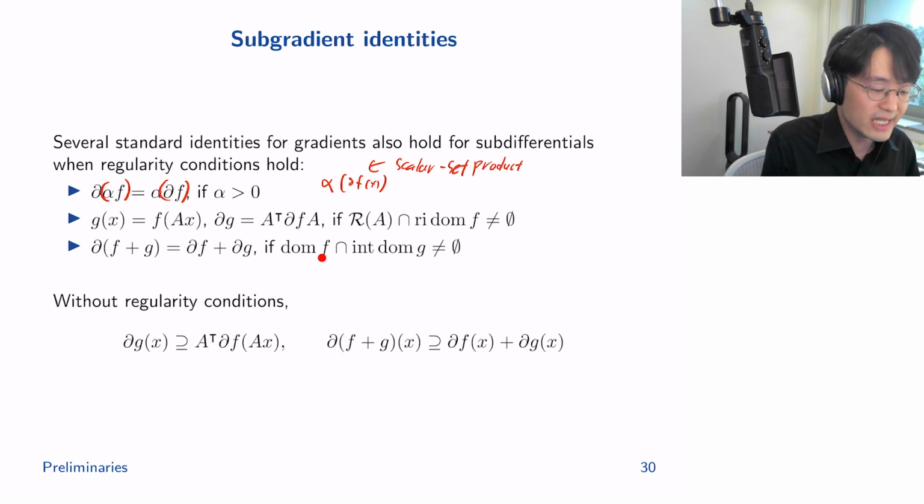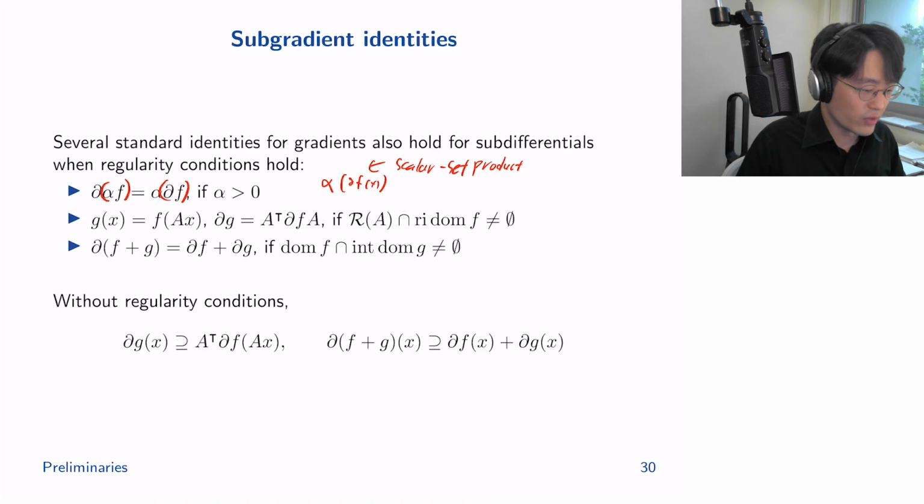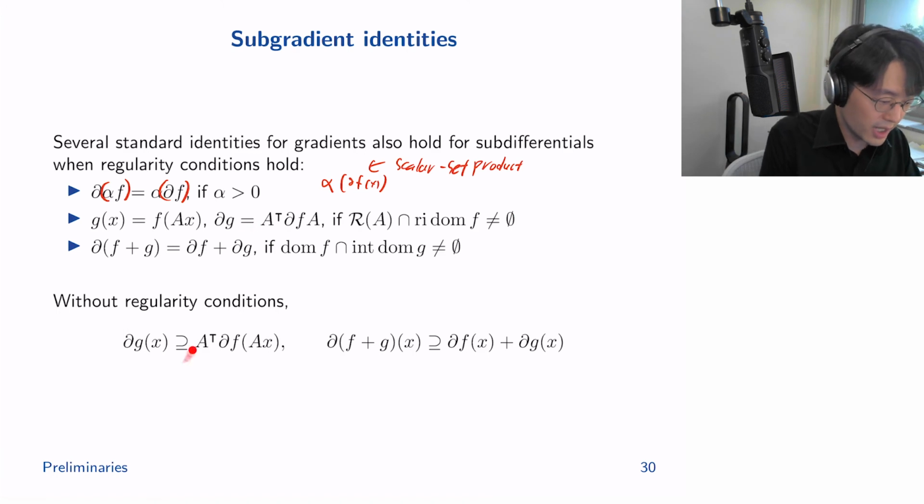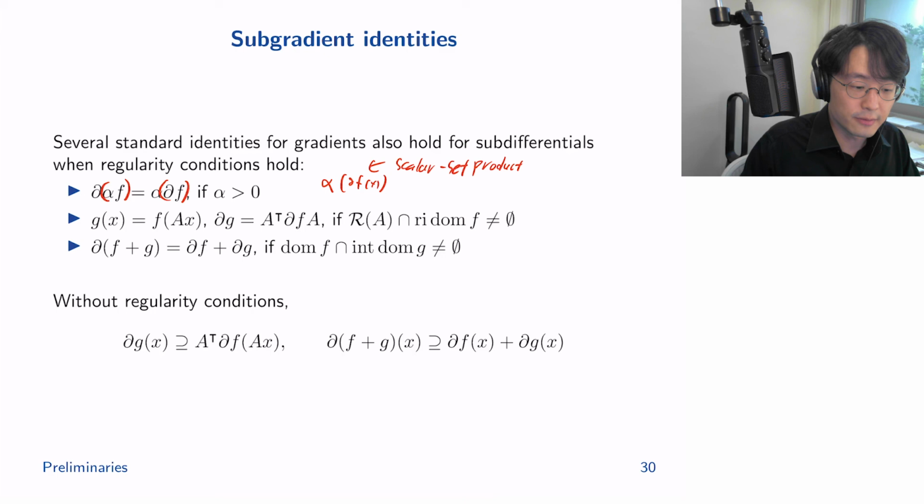We need that the domain of f intersects with the interior of the domain of g. Or, because this is symmetric, this would also be true if the interior of the domain of f intersects with the domain of g. But in any case, one is the domain, the other is the interior of the domain. So the first identity just holds if alpha is bigger than or equal to 0. But the second and third identities require these regularity conditions. If we don't have these regularity conditions, then this equality becomes an inclusion, a subset. And then this equality also becomes a subset in the general case. But if we have these regularity conditions, then equality holds.